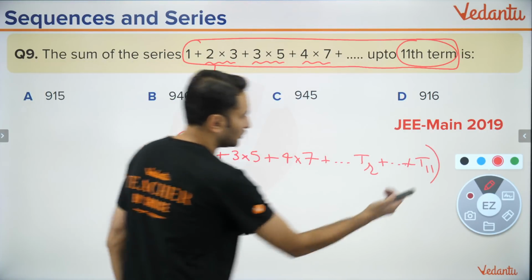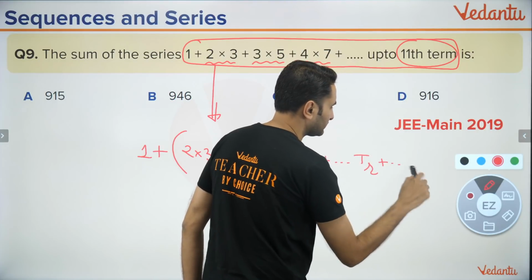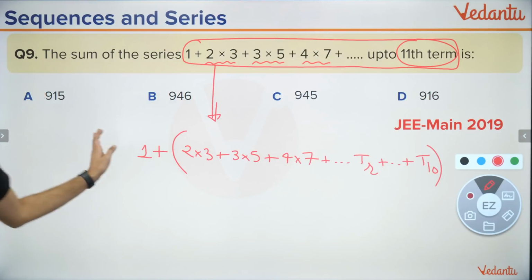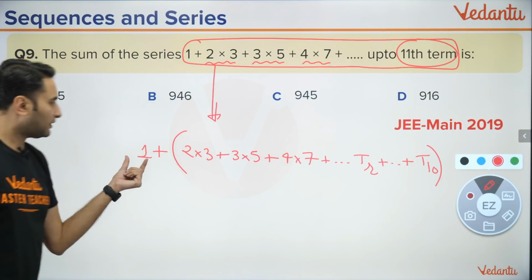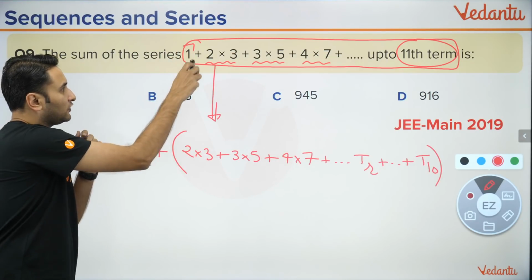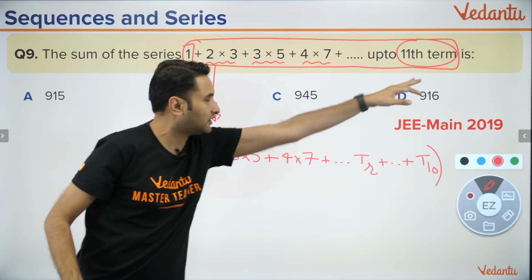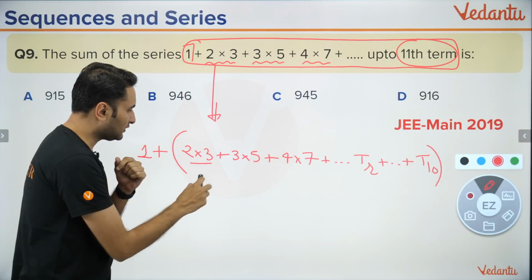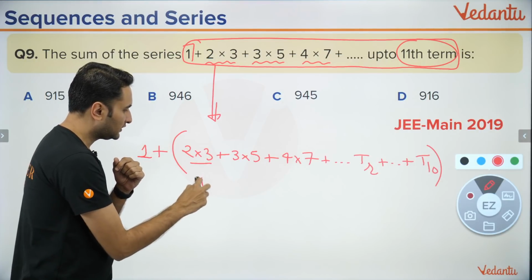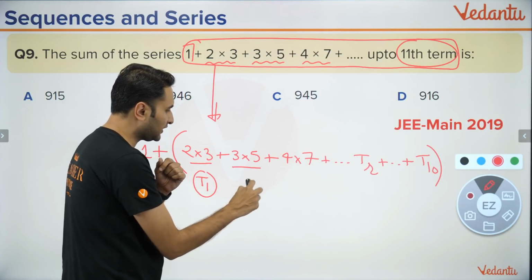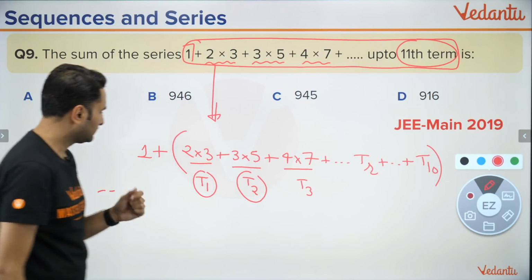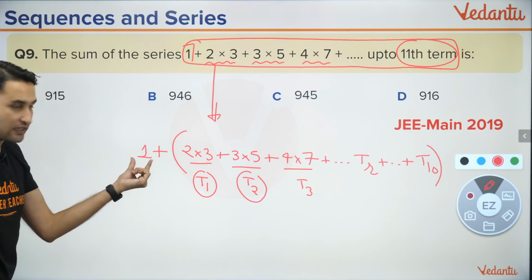Plus the 10th term, sorry. This is the question. Can you visualize? मैंने एक term को तो अलग से निकाल लिया. I took 1 outside. Total number of terms are 11. So 1 is outside. Now how many terms are there? First term. So this is my term 1. This is my second term. This is my third term. Right? This is the 11th term.